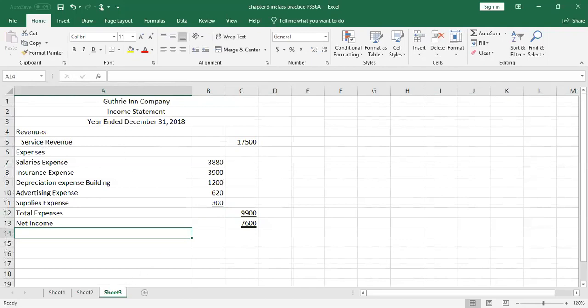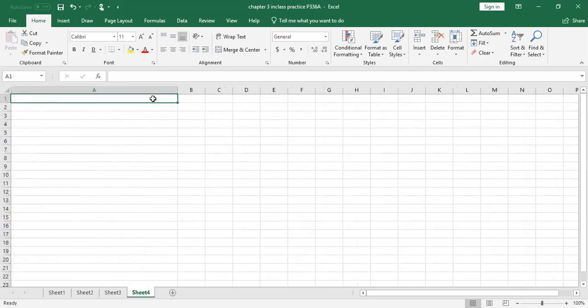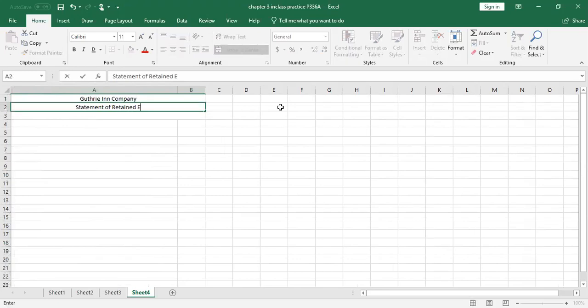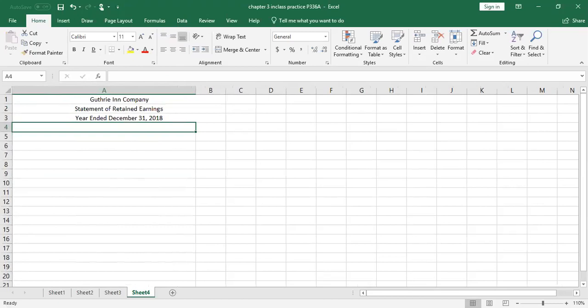Okay, let's go to the statement of retained earnings. Again, let me format my sheet. Guthrie Inc. Company, statement of retained earnings. Again, this is for a period of time, year ended December 31st, 2018. Now remember, on this statement, we're reporting how retained earnings changed during a period of time. And the three things that could change retained earnings are revenues, expenses, and dividends.